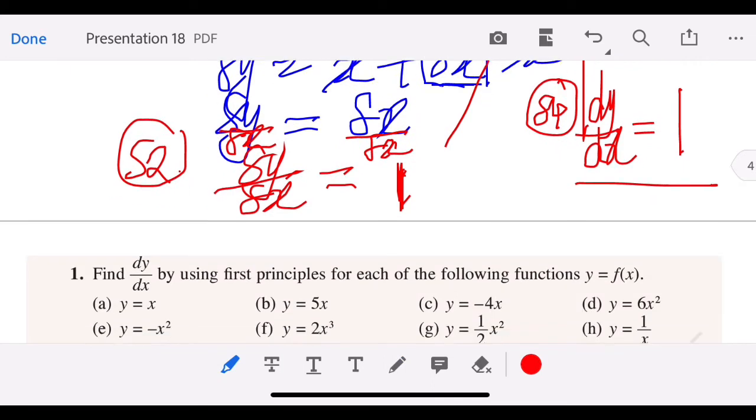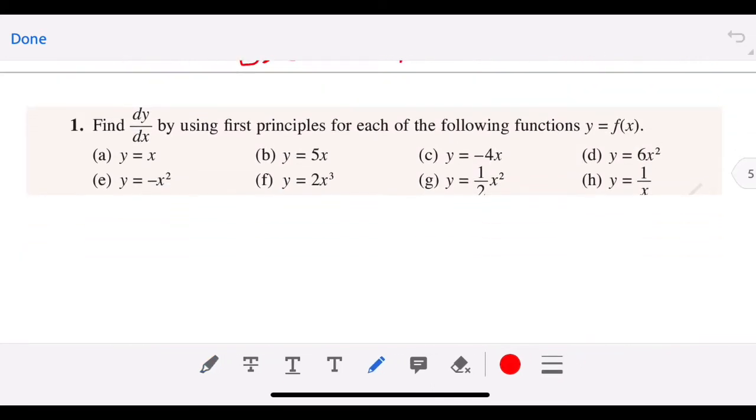Okay, let me show you another one. I have shown you this one. I would like to show you the one with the negative, which is a bit confusing. So let me show you C.